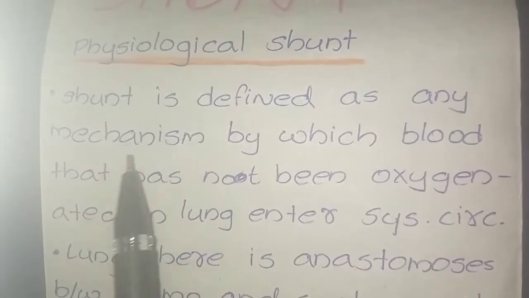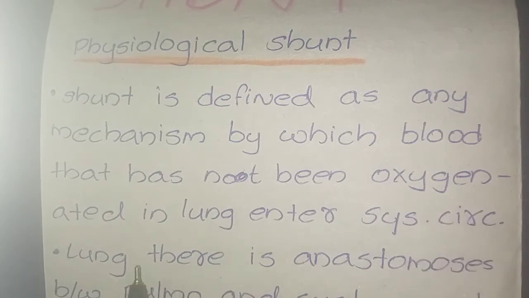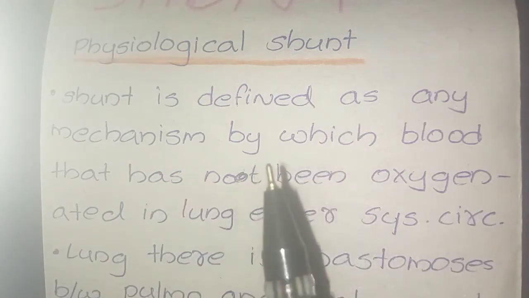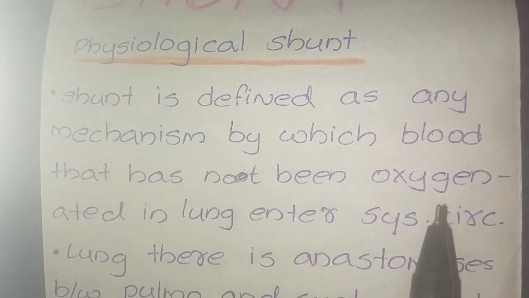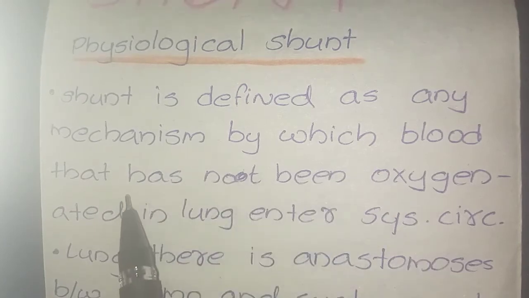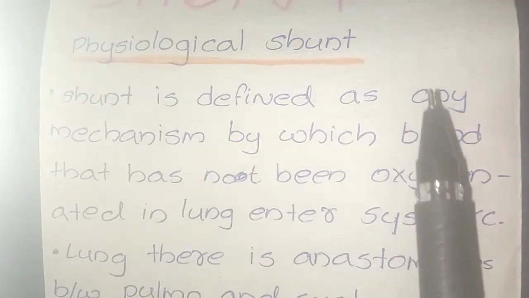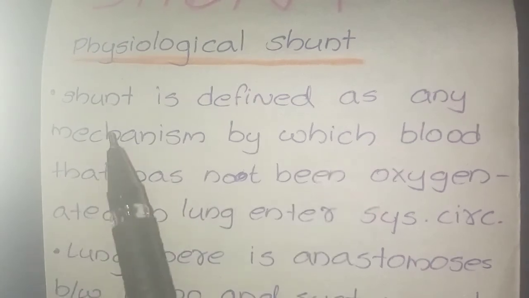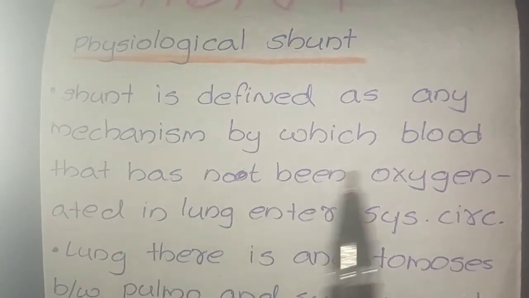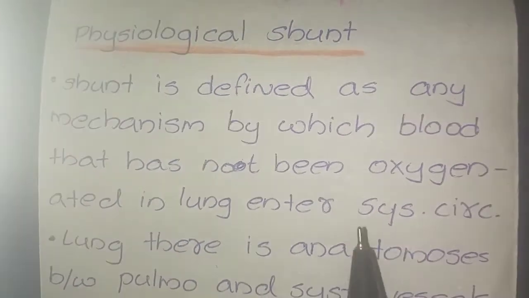Shunt is defined as any mechanism by which blood that has not been oxygenated in the lung enters the systemic circulation. I have mentioned that there is a chance for mixing of blood from systemic circulation and pulmonary circulation. We need to know that the pulmonary artery has blood that is not oxygenated, so there is a chance for mixing of that blood. This process is known as the shunt: the mixing of non-oxygenated blood that enters the systemic circulation.